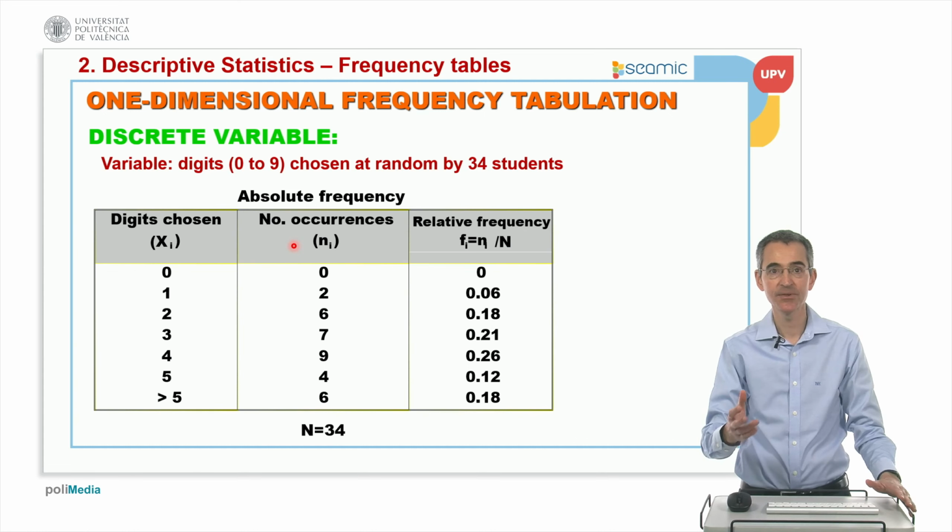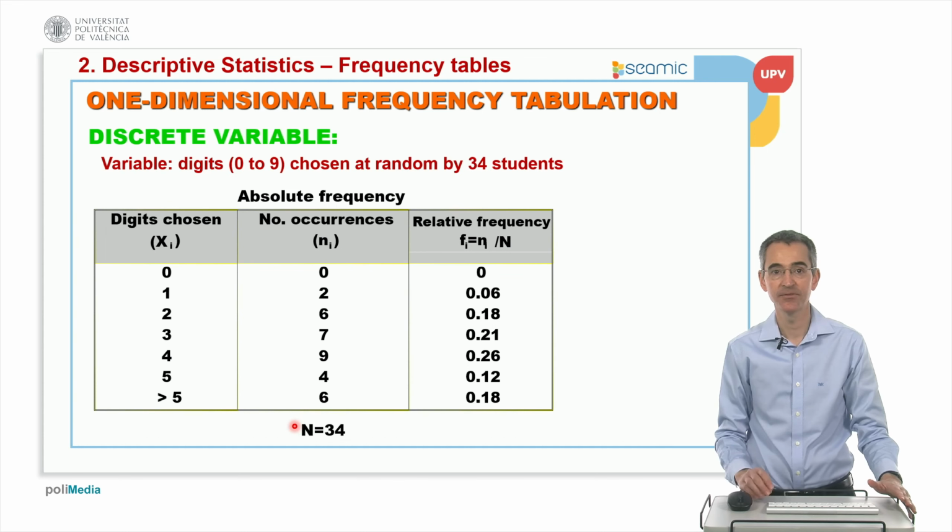The absolute frequency is the result of counting. So how many values do I have for 0, 1, and so on? So if I sum the values of the absolute frequency, in this case is 34, because I had 34 students who answered this survey. Then I can divide every value by 34, and then this becomes the relative frequency. For example, I have 6% of students who chose the digit number 1, or I have 21% of students who chose the digit number 3. Okay, so this is relative frequency.